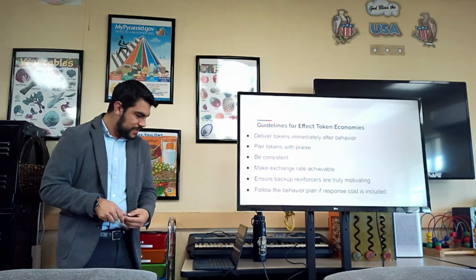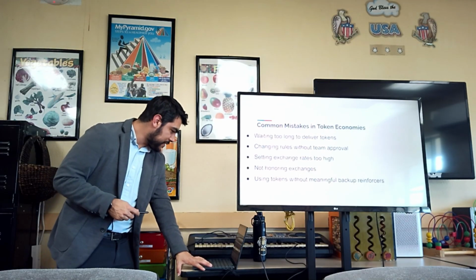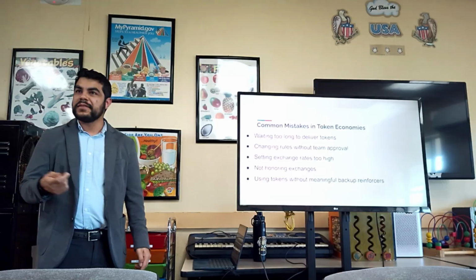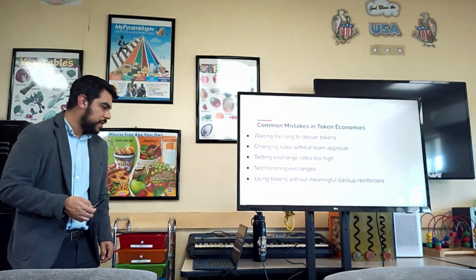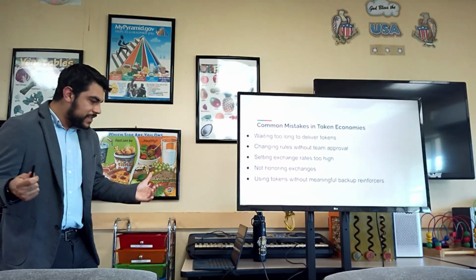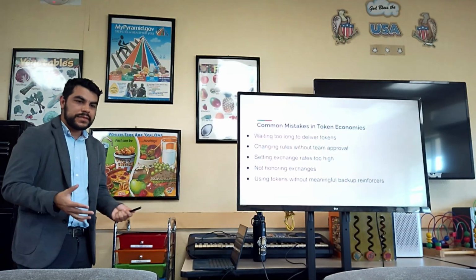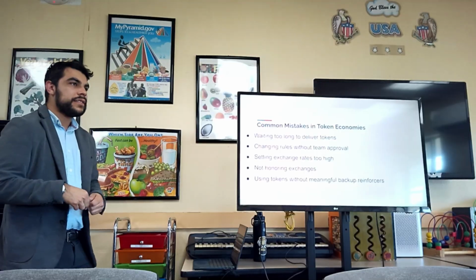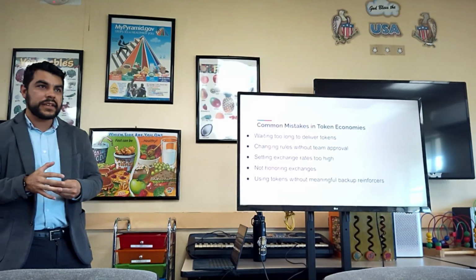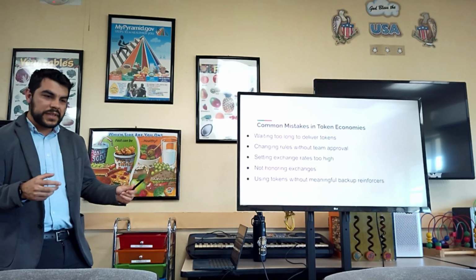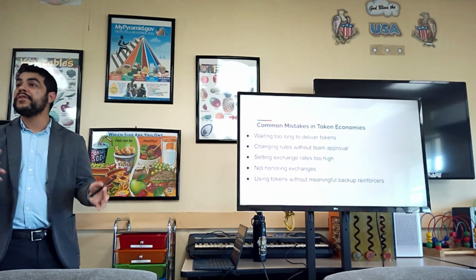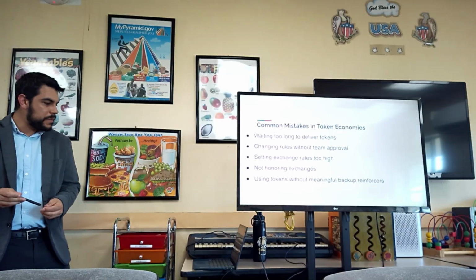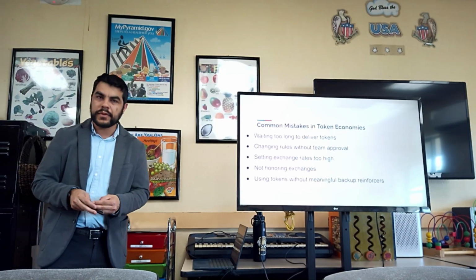Ready to move on to the questions? Oh, I forgot this one. Mistakes. Conversely, with following the best guidelines, you don't want to wait too long. You want to deliver the token immediately. Again, same thing. You want to be consistent. Make sure the exchange rates for the tokens are not too high. And this is a big one. Honoring the exchange of the token. If they do something to deserve the token, they should get the token, even if they forget it. And of course, making sure that the backup reinforcers are meaningful and reinforcing for the individual.